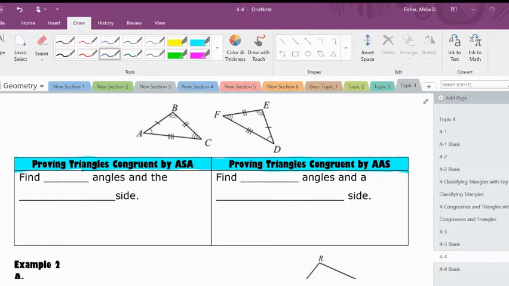Let's recap what we need to know to prove triangles congruent by angle side angle. We need to find two angles and the included side. To prove triangles congruent by angle angle side, you need two angles and a non-included side.